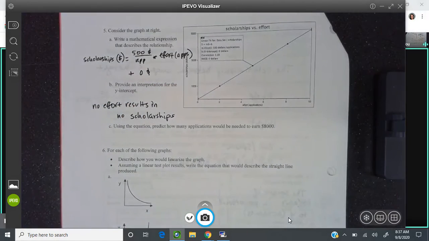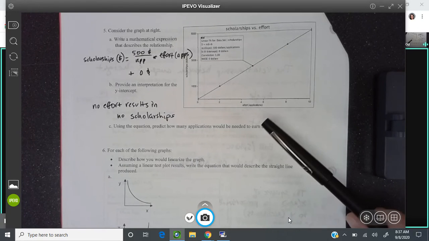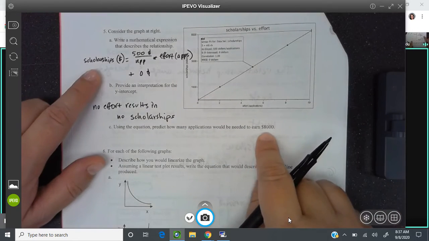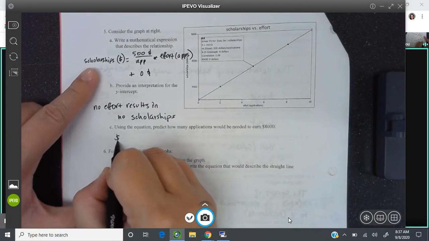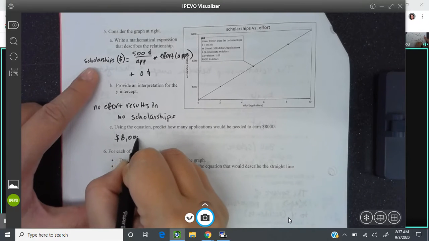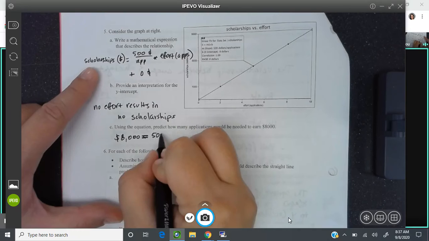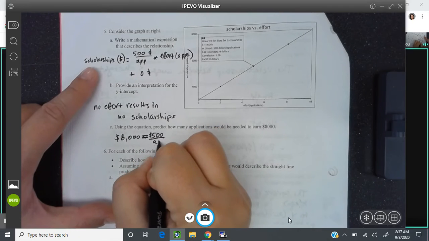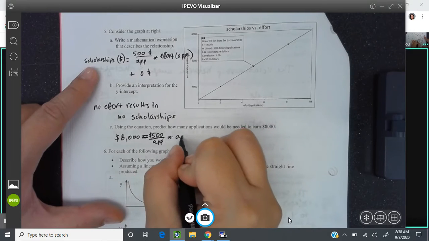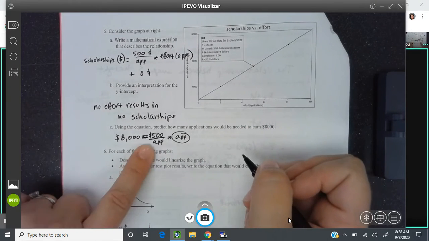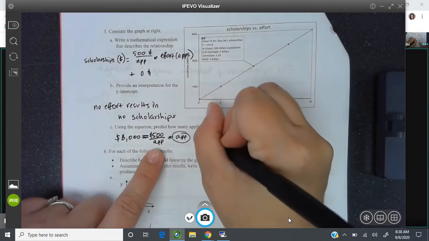If we use the equation, how many applications would you need to earn $8,000? So here we're going to use our equation to solve this. We're going to say if we want $8,000 for school and we can earn $500 per application, how many applications do we need? We're going to solve for applications. And to do that, we're going to take our 8,000 and divide by 500.